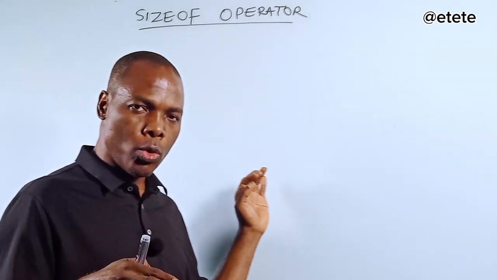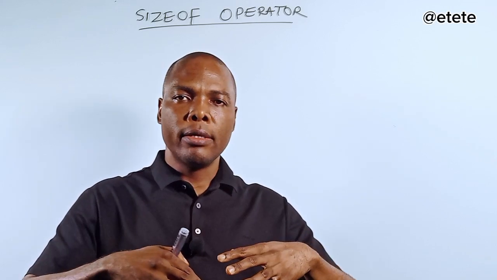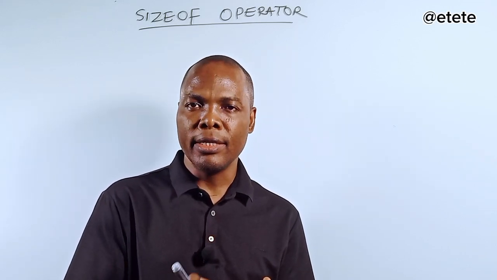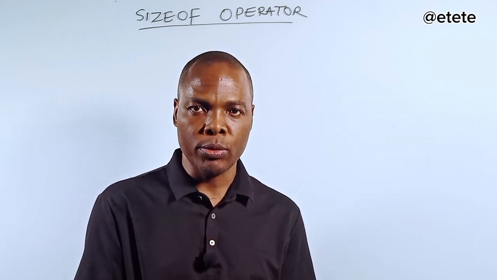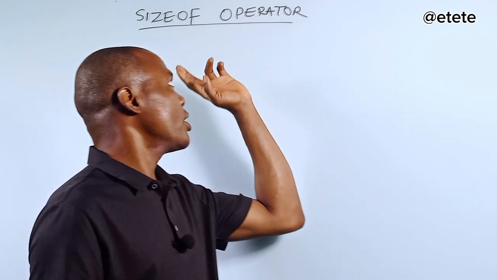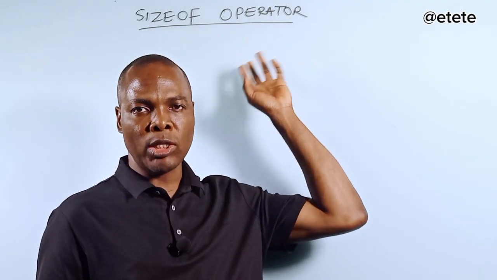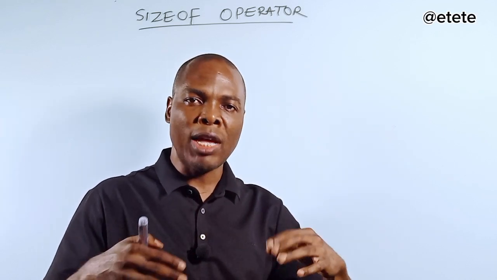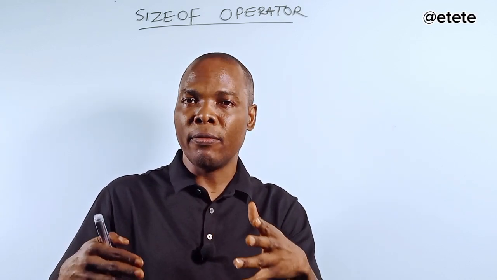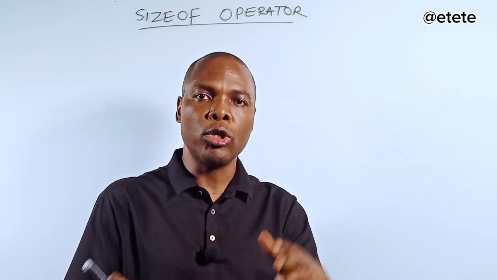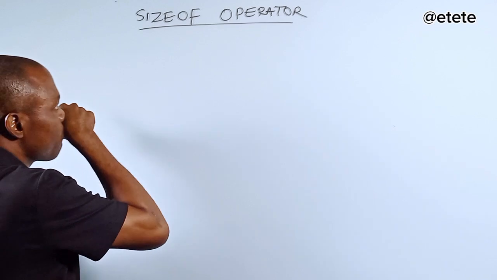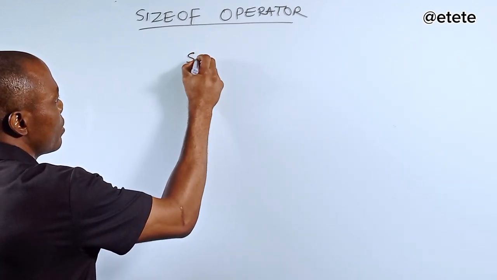How will we know the size we are going to allocate to any data type or to any variable? That is what this operator does, the Sizeof operator. So this operator helps us to see the size we have allocated to a particular type of variable that belongs to a data type. So what we want to look at is the Sizeof operator.